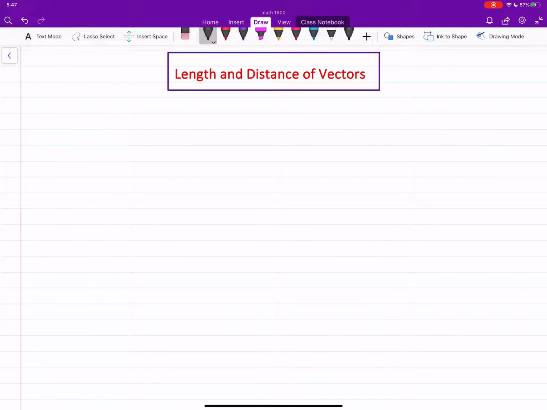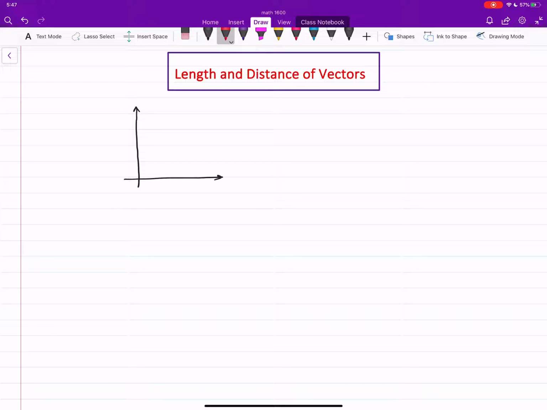Hi, in this video we will learn about length and distance of vectors in Rn, and then we will study the properties of length and especially the inequality called triangle inequality.